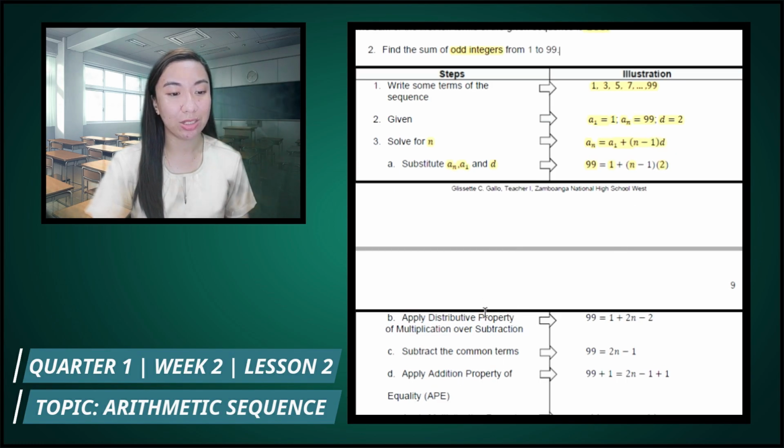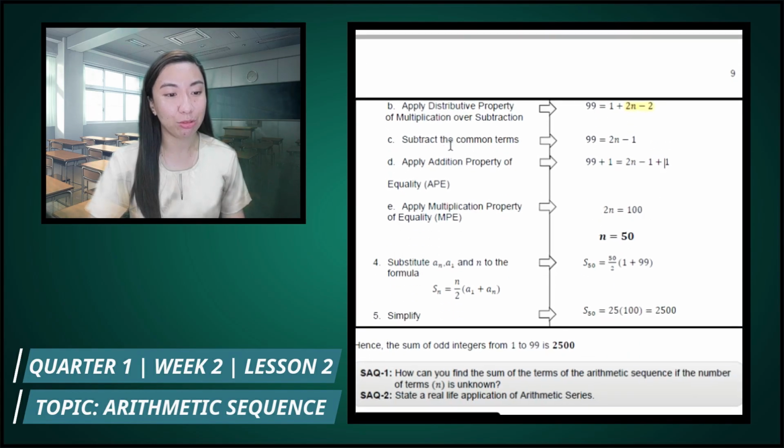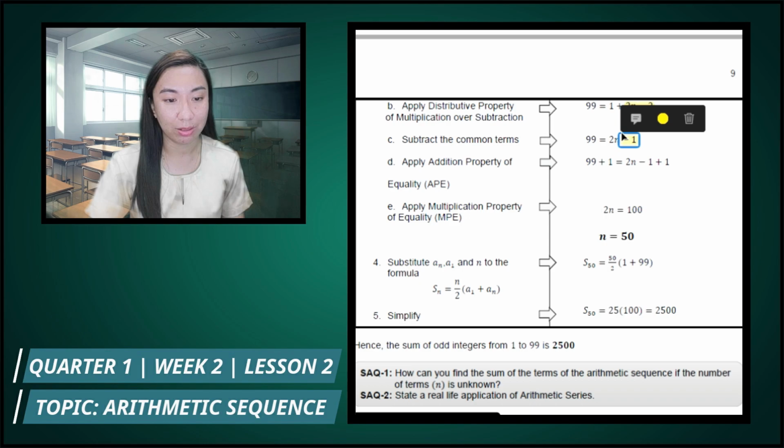So, we apply the distributive property of multiplication over subtraction. We have 99 equals 1 plus, so we will distribute 2 to n minus 1. 2 times n, we get 2n. And then 2 times negative 1, we get negative 2. Next is to combine the common terms. So we have 99 is equal to, the common terms here are 1 and negative 2. So 1 minus 2 is negative 1. And then we just copy 2n kasi wala naman siyang common term dyan.